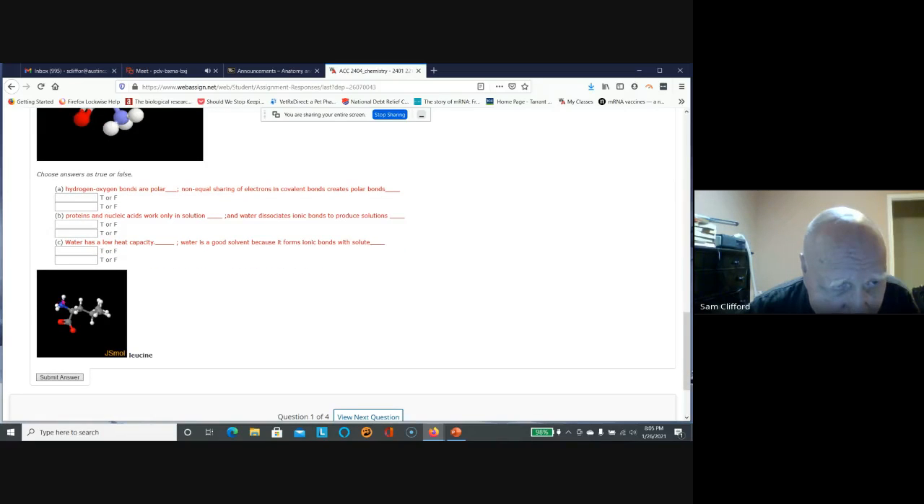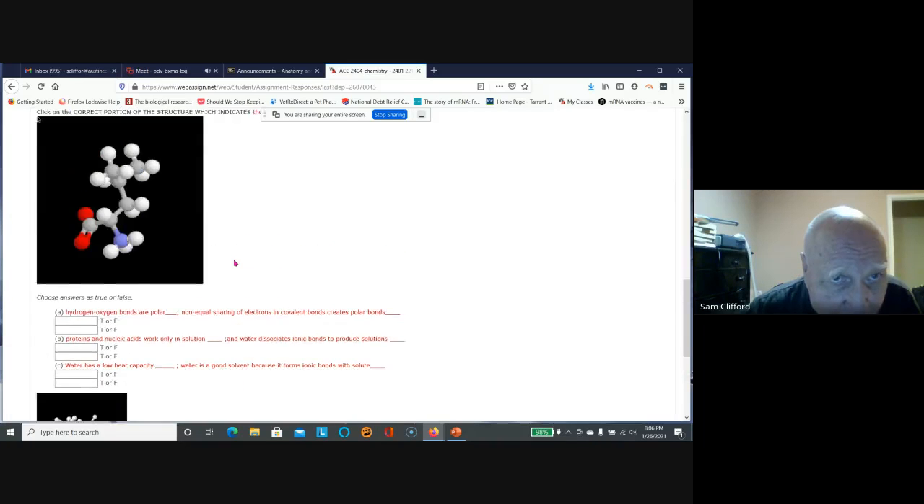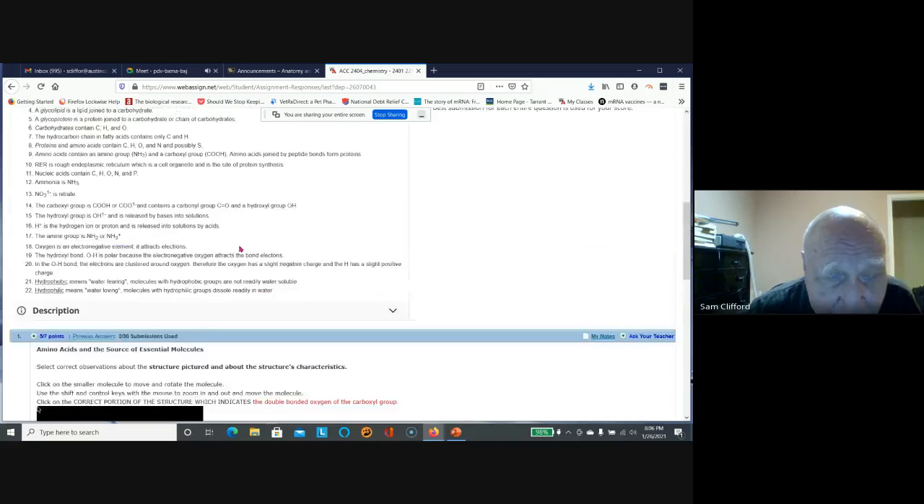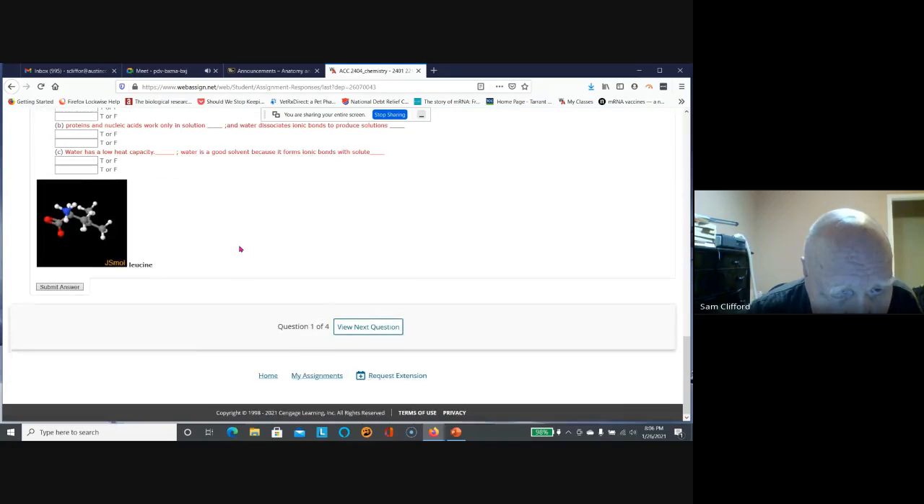If we go down here and zoom in on this, okay, so this is an amino acid. This is oxygen. This group is called the carboxyl group. This group is called the amino group. The gray is carbon. The white is hydrogen. So let's go through some of these. I'll go back to the, okay, so we've got to put in the answers.